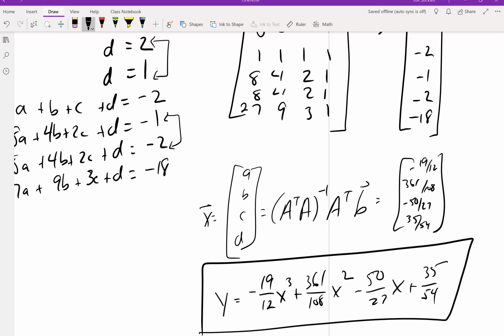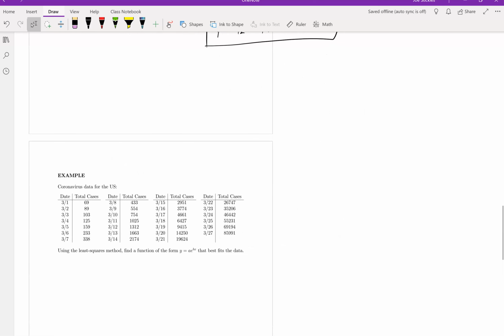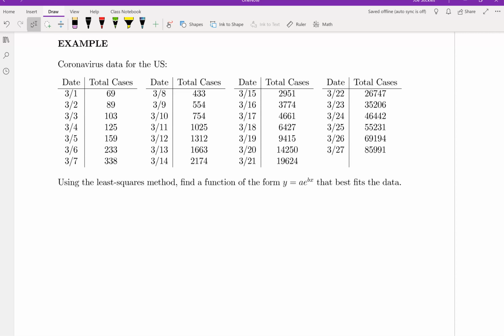All right. We don't just have to use linear functions, though, to do least squares if we're able to convert the functions into a linear one. So to try to be as topical as possible here, let's look at coronavirus data for the U.S. Okay, so this is total U.S. cases from March 1st to March 27th. So almost the entire month of March.